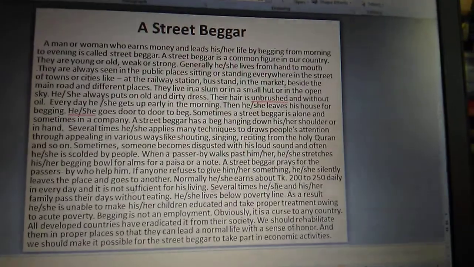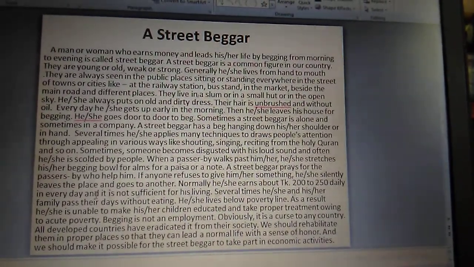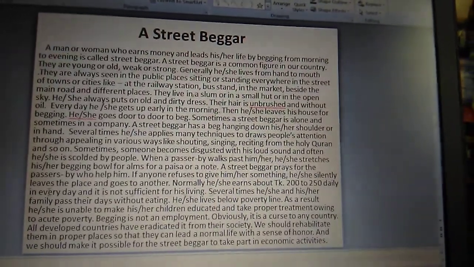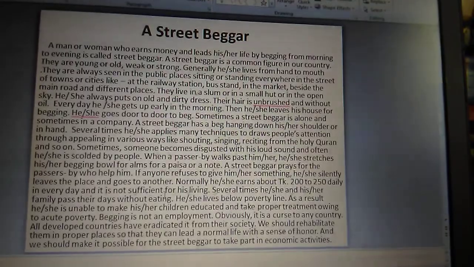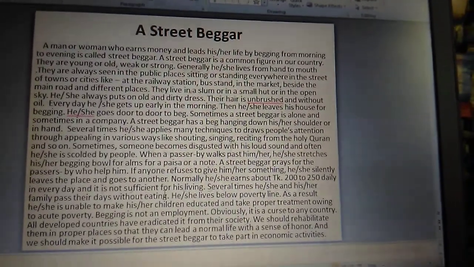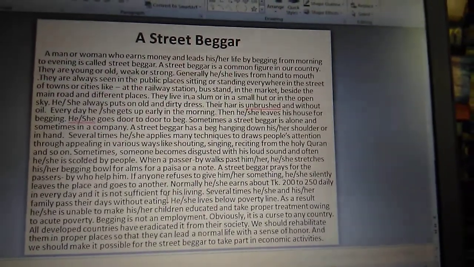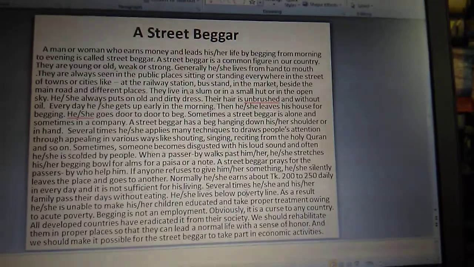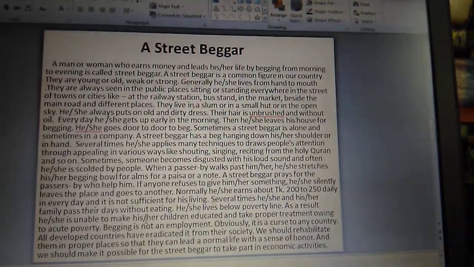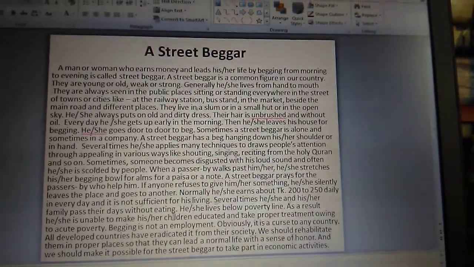Normally, he or she earns about taka 200 or 250 daily, or more nowadays. But it is not sufficient for his living because too much money is needed for everyone's daily spending nowadays. Several times he or she and his or her family pass their day without eating. Sometimes they don't eat, they live their life without eating.